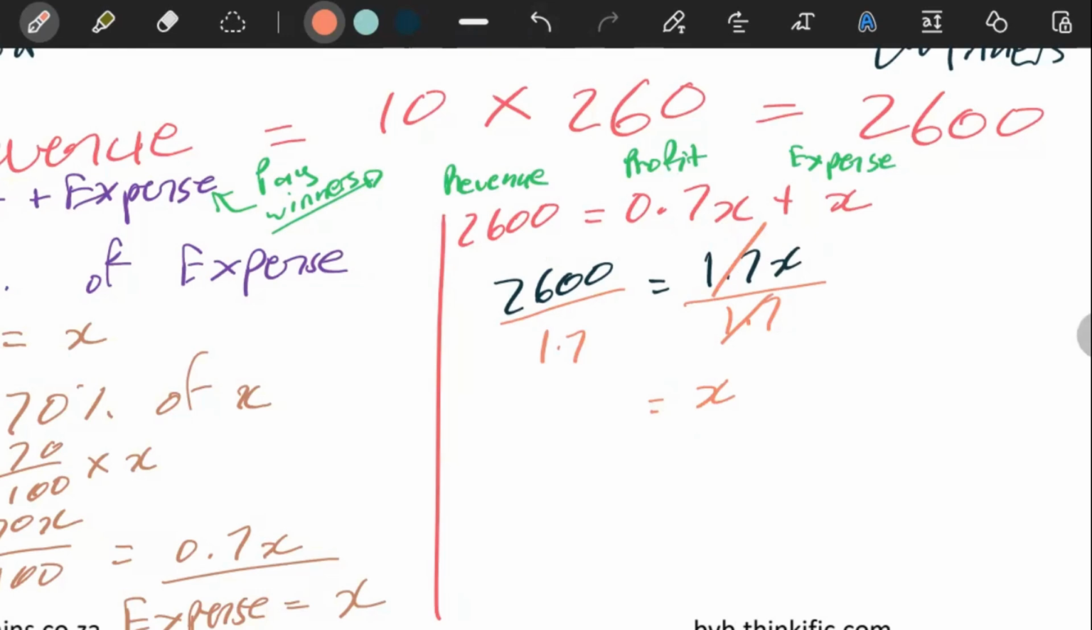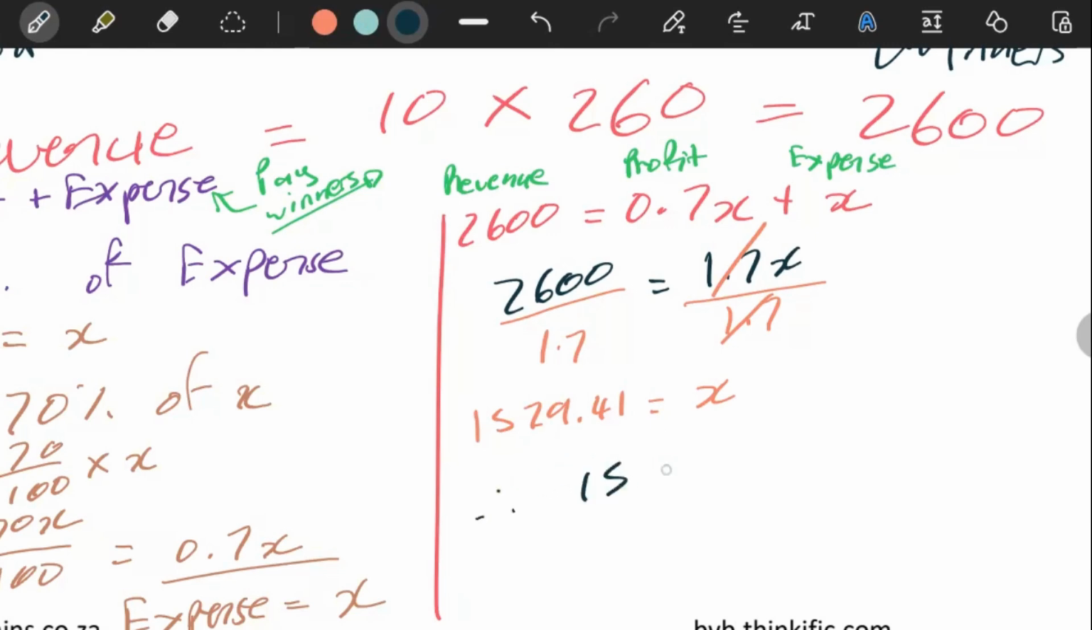2,600 divided by 1.7. This is giving us 1,500, and what's that number? 29.41. So the idea is the 40 people, right?